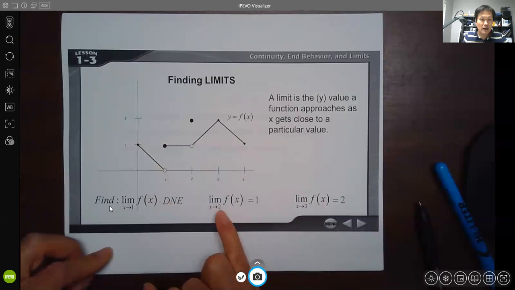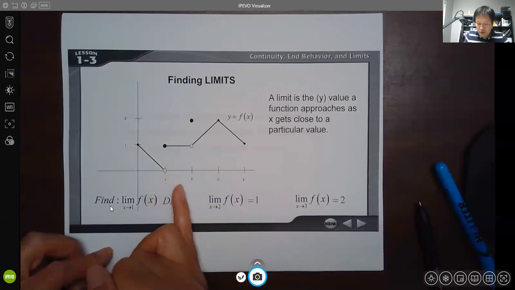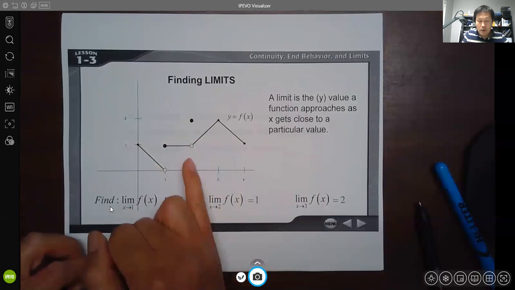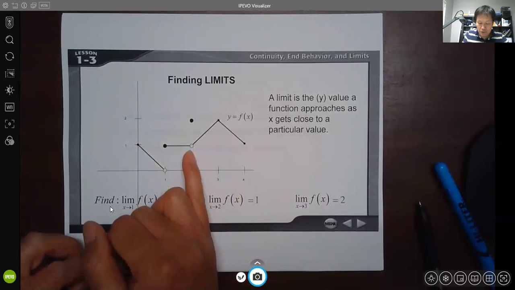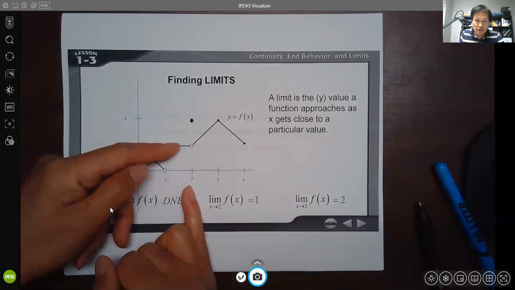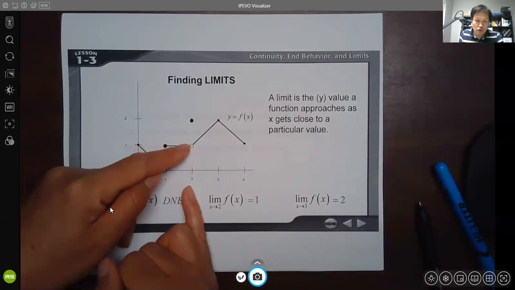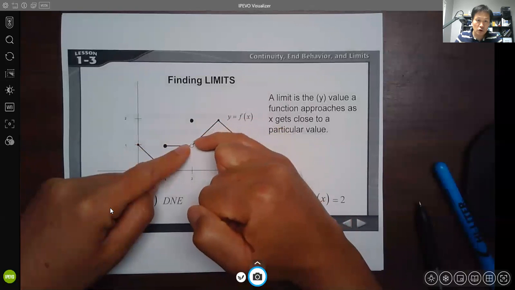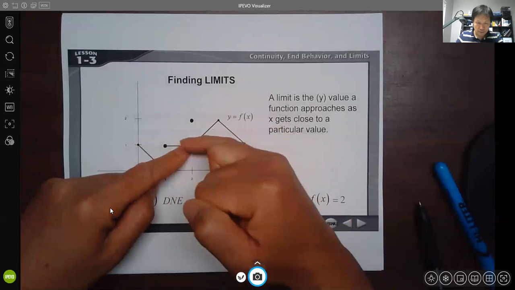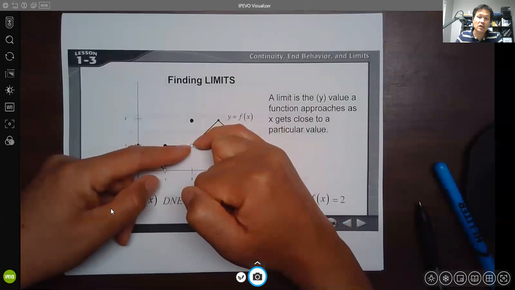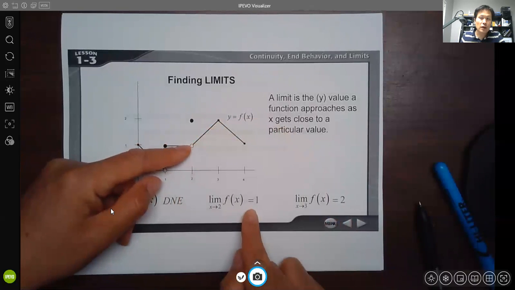Limit of f of x as x approaches 2. So the x value is 2; look at it, where's the 2? 2 is right here. As x approaches 2 from the left-hand side, you trace the graph from the left. What y value is it approaching? 1. Approaching 2 from the right-hand side, what y value is it approaching? Approaching 1. The left-hand limit and right-hand limit do match as 1. So that's why the limit value is 1.